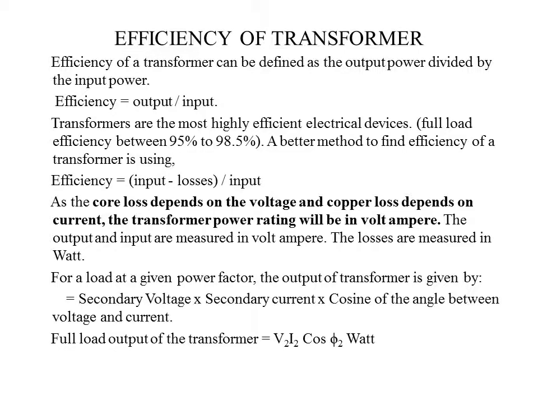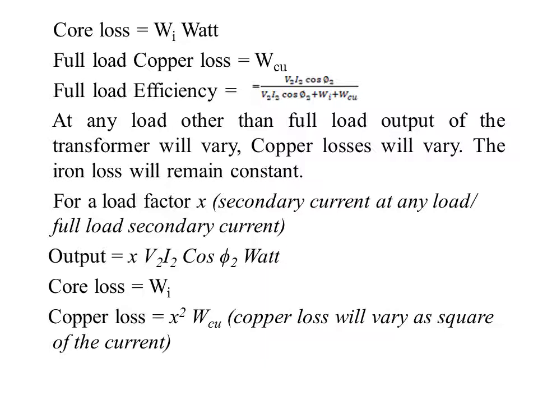One more term: efficiency can be written as output divided by input, where output is input minus losses, or input is output plus losses. So full load efficiency is output divided by output plus losses. What is output? V2 I2 cos phi 2, divided by V2 I2 cos phi 2 plus Wi plus Wcu. These are the two losses in the transformer: Wi is core loss and Wcu is copper loss.